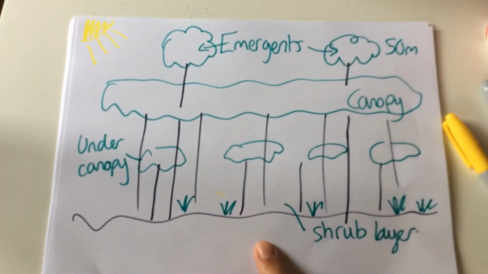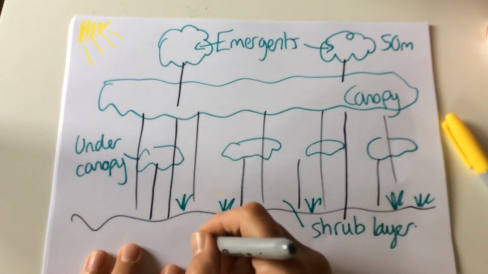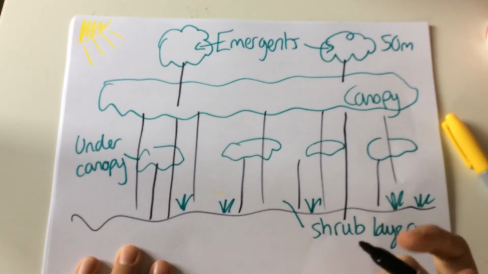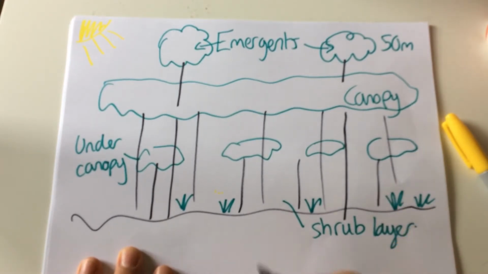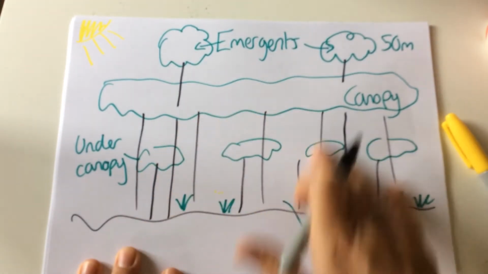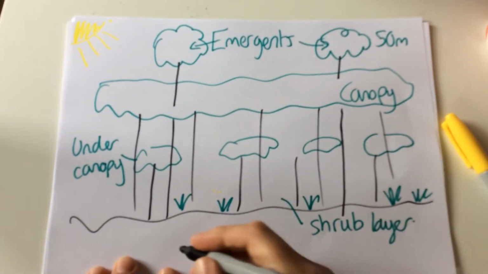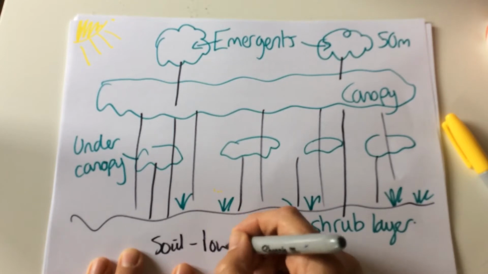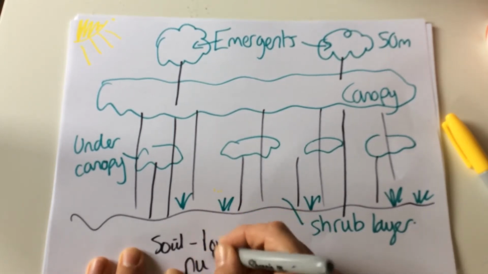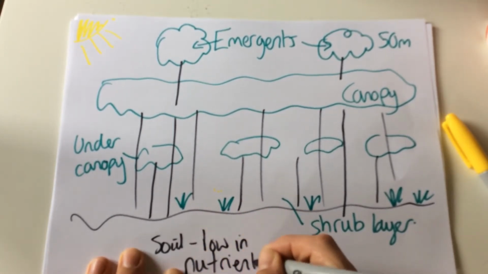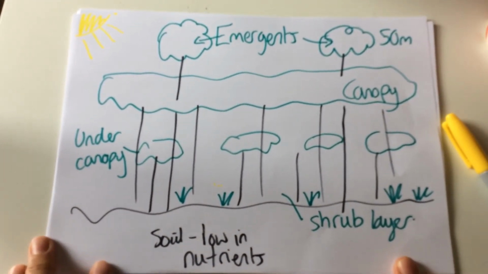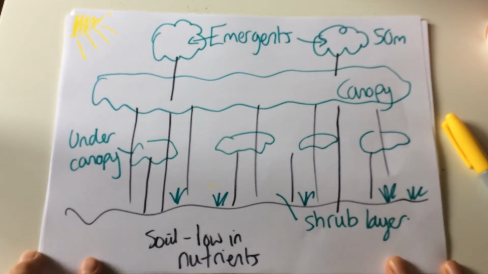While we're here, let's just talk about the soil. So the soil in the rainforest, you would be forgiven for thinking when you went to the rainforest that this soil must be amazingly fertile, must be full of nutrients, with all these trees and plants growing. Actually, the soil is very low in nutrients. Why do you think that soil would be low in nutrients? Why is it really quite poor?